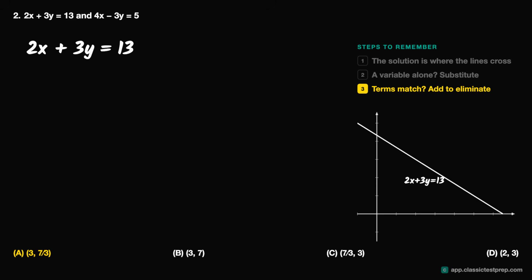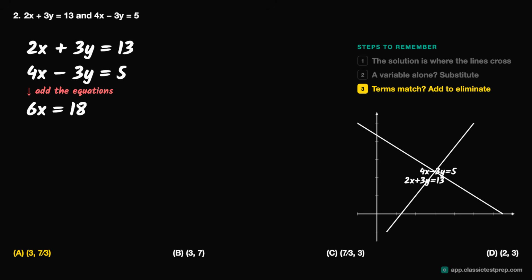Now let's talk about elimination. We have 2x plus 3y equals 13, and we have 4x minus 3y equals 5. These are two different equations, which means they're two different lines that probably cross in the xy coordinate plane. Elimination is when you combine the two equations and then you solve. So we are going to add these two equations together.